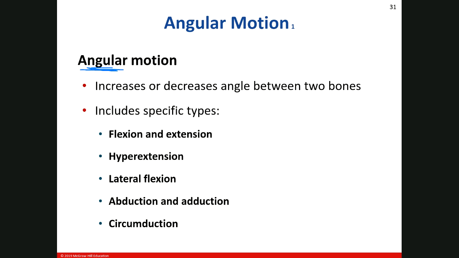When we're dealing with angular motion, this is important. I've seen this asked as a test question on numerous tests. We're dealing with the angle between two bones. So with angular motion, we're going to either increase or decrease that angle between the two bones. You need to know that definition, because I've seen it asked on test questions before. We're going to run through each of these different types of angular motion movements.